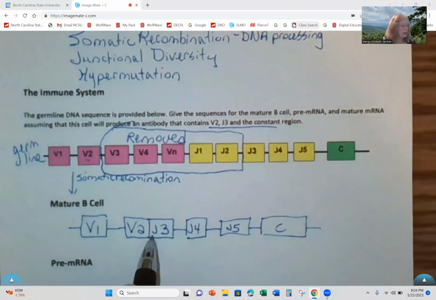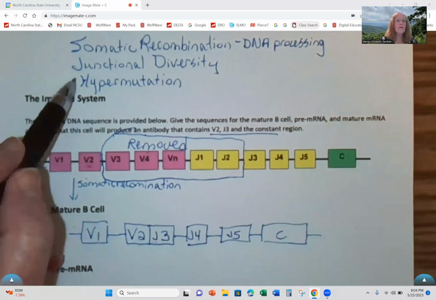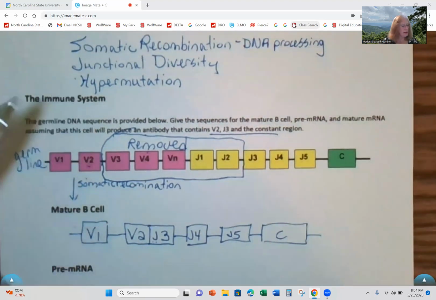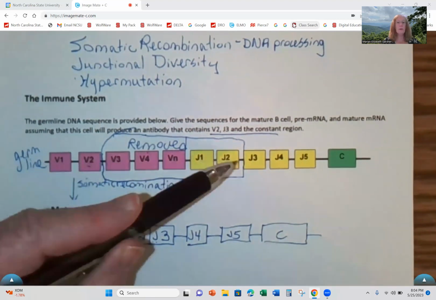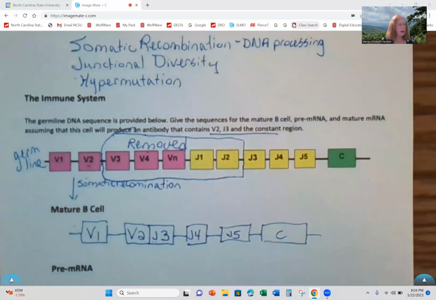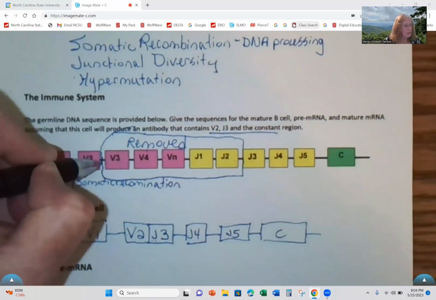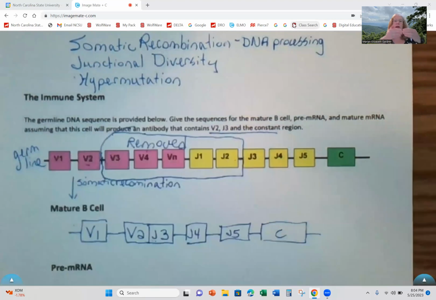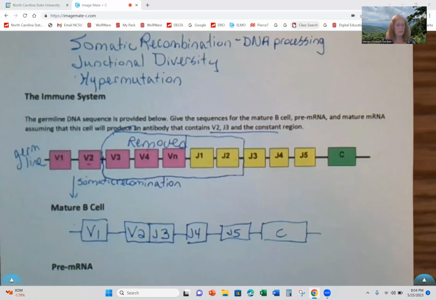So this is somatic recombination, where we've removed this sequence. The junctional diversity comes from the fact that if there were two different cells putting V2 and J3 together, that junction would be a little bit different. So maybe I would leave a little bit here or a little bit there. Maybe they overlapped a little more or a little less. And that's going to cause the final messenger RNA to have a slightly different sequence.